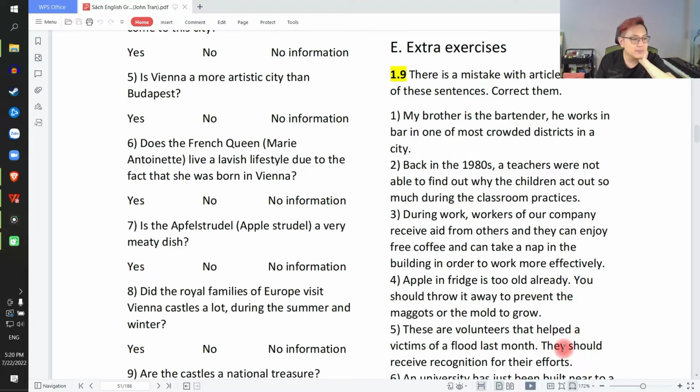You should throw it away to prevent maggots. Maggots is maggots in general. You don't want to talk about particular any maggots. So there's no D here. Or mold in general as well. You don't want to talk about any kind of mold, any particular molds. So mold here should have an S as well because you're using a plural form for maggots. So mold should also be with S as well. And it's countable, so there should be an S after mold, but there's no the here.